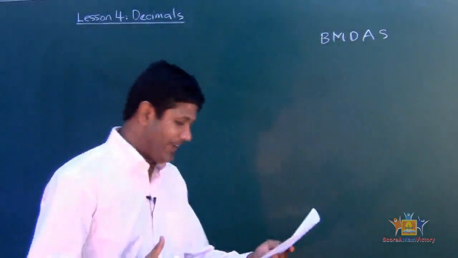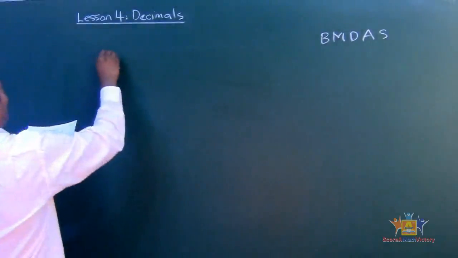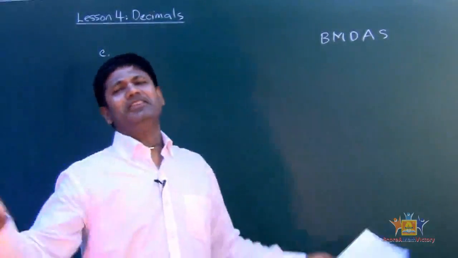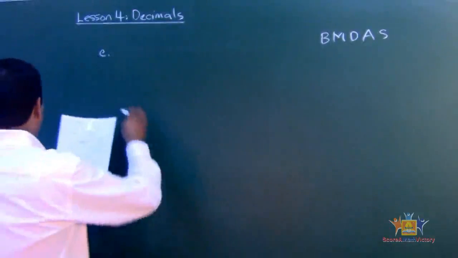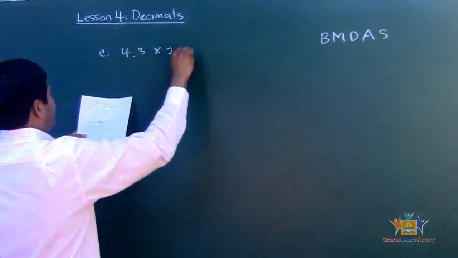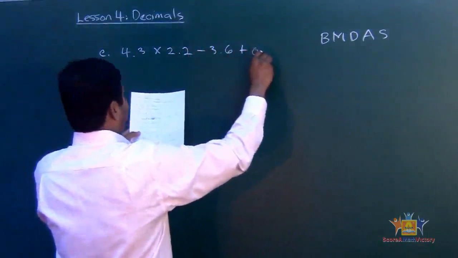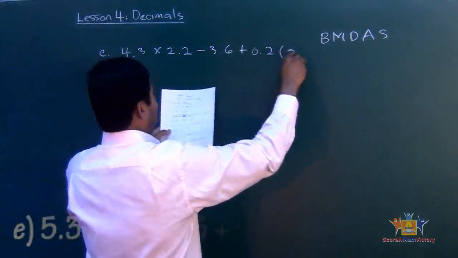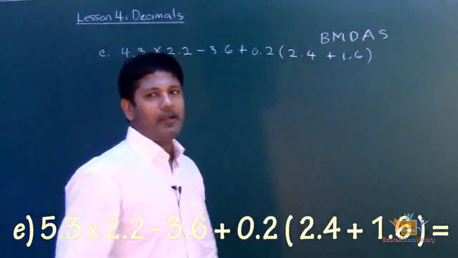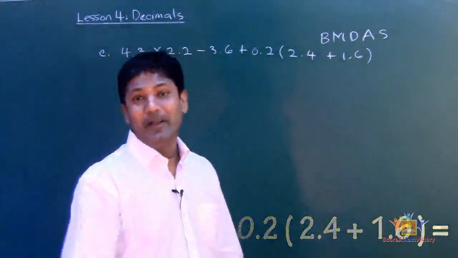Alright, let's do E, okay? Let's look at E right now. I'm sure you felt the same way too, but after you use this principle, it's a piece of cake, am I right? Okay, E is 4.3 times 2.2 minus 3.6 plus 0.2 times 2.4 plus 1.6. Where is Pablo? Pablo! I know, but it's going to be easy.